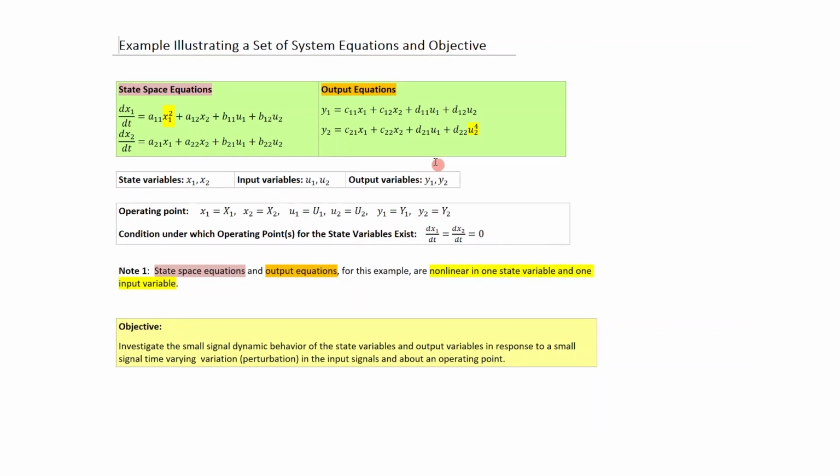Okay, so again, basically, as he stated, nonlinear in an input variable here and nonlinear in a state variable here. All right, so the objective would be to investigate the small signal dynamic behavior of the state variables, that is, how do they change as a function of time, as well as the output variables, in response to small signal time varying variations or perturbations in the input signals, which means U, about an operating point being the steady state values or equilibrium values, which would be U1 equals U capital 1 and U2 equals U capital 2.